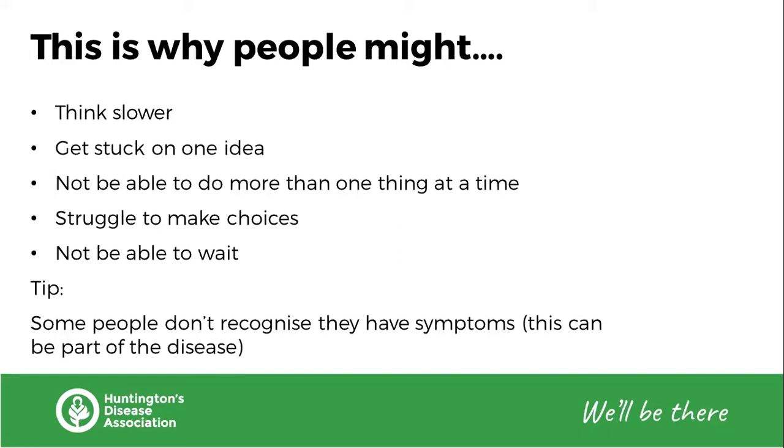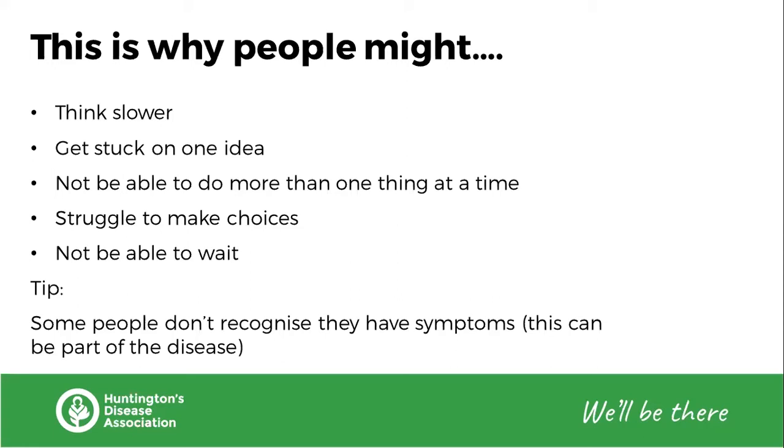People with Huntington's tend to struggle with making choices. So if you ask someone what they want for dinner, it feels like an overwhelming task to try and retrieve that information. So we'll look at ways to make that easier. And also, people really struggle to wait for something. So if you've said that you'll put a cup of tea on and then you've gone to do something else in the interim, that can be really hard for someone to wait, and it ties in with that getting stuck on one idea.